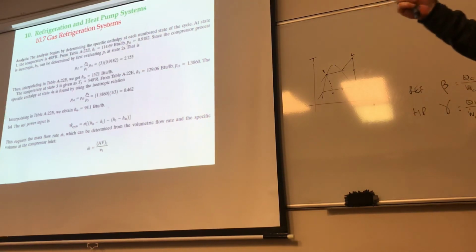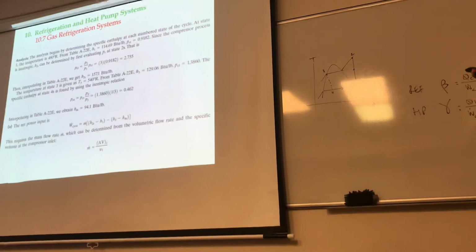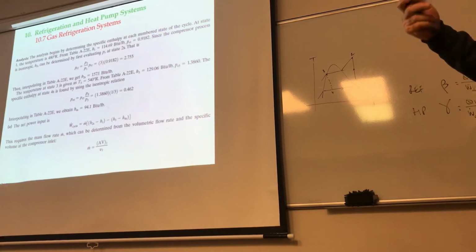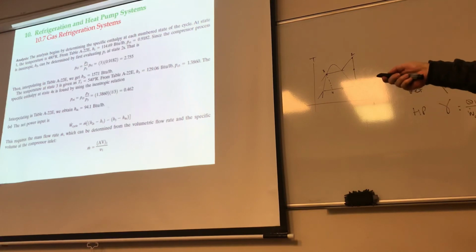So, state number 2 is defined by what then? Well, for state number 2, I can figure out what PR2 is, because PR2 over PR1 is P2 over P1, right? So P2 over P1 is already given. It's the pressure ratio that was given as 3. That means that PR2 will be equal to 2.755.